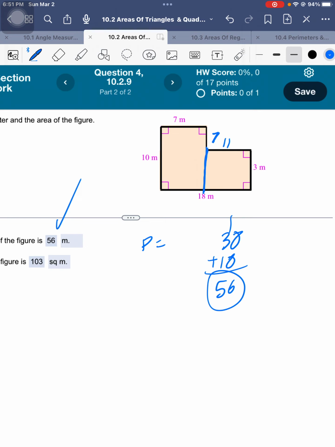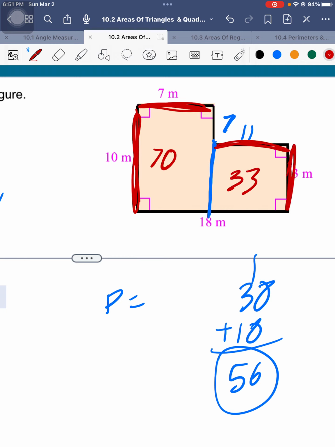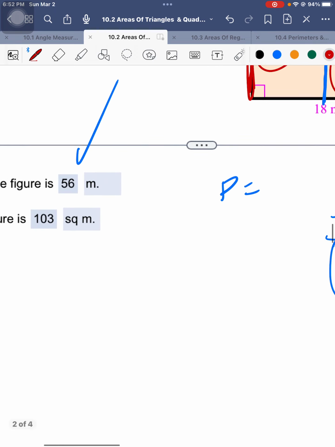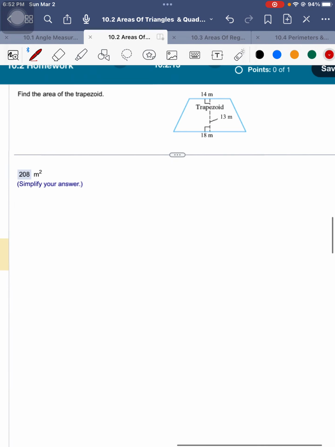Now, in order to find my area, I need to find the area for each individual one. So, what is area? Base times height. So my base is 7, and my height is 10, so it's 70. Now, my height is 3, and my base is 11, so this is 33. So now this area plus this area gives me 103. Here we go, 103.